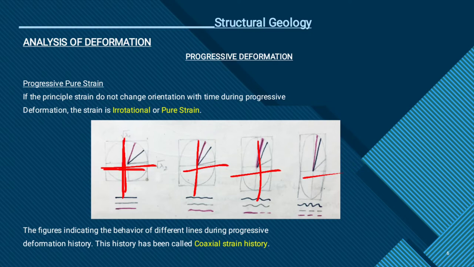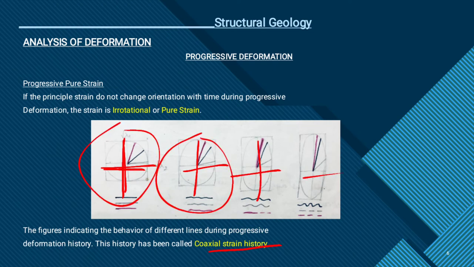Such strain is known as irrotational or pure strain. The figure indicates the behavior of different lines during the progressive deformation. This is also known as coaxial strain history. The figure shows how the deformational history progresses from A to B to C. Such a history is known as coaxial strain history.